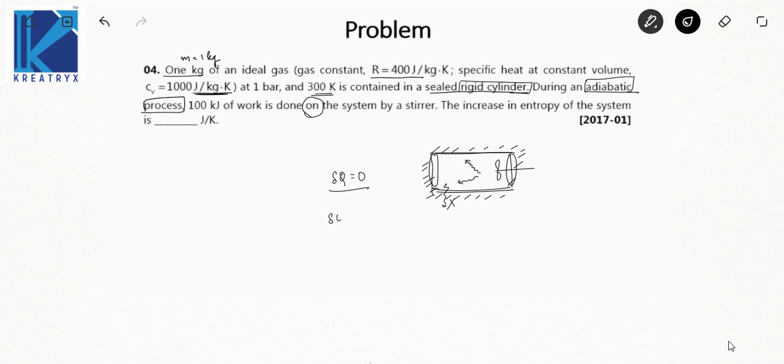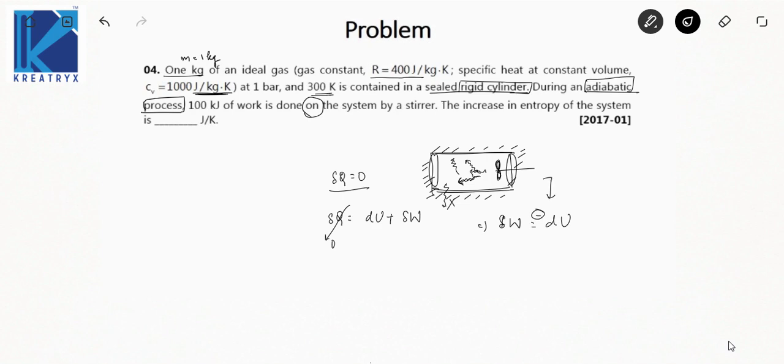From the first law, del Q is equal to dU plus dW. This is 0, so dW will be equal to minus dU. So what I have said, that the work done by the stirrer will increase its internal energy, because this stirrer will eventually provide heat to the gas, which will raise its temperature. Okay, and that we have proven here.